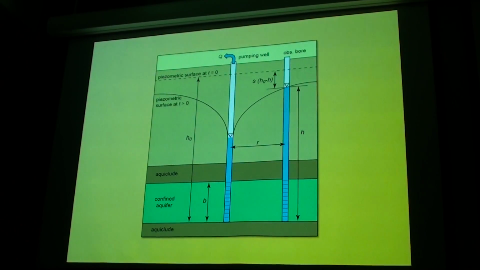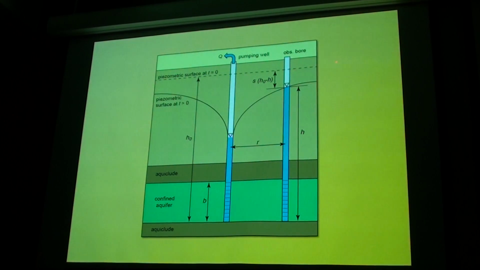Right, okay, so this is what I was talking about before. Here's an observation bore, a set distance away. That's r. b is aquifer thickness. Q is the discharge, the amount we take out. That's constant. So that's constant, that's constant, that's constant. Those are three things that don't change through the pumping testing, when we start taking water out of the well permanently. This is what does change.